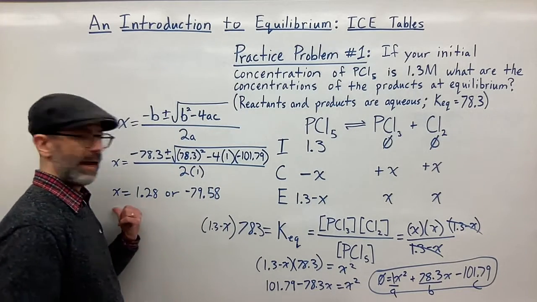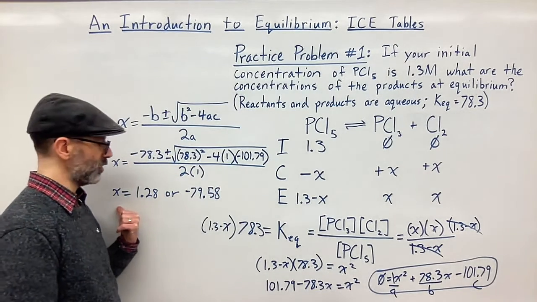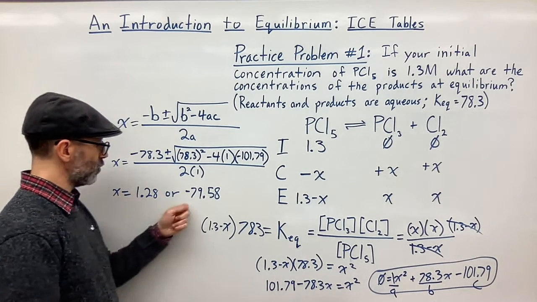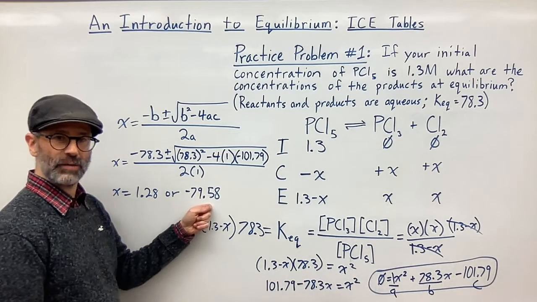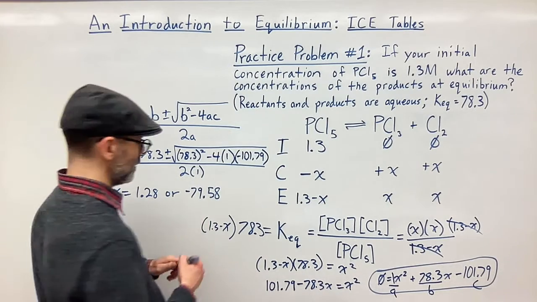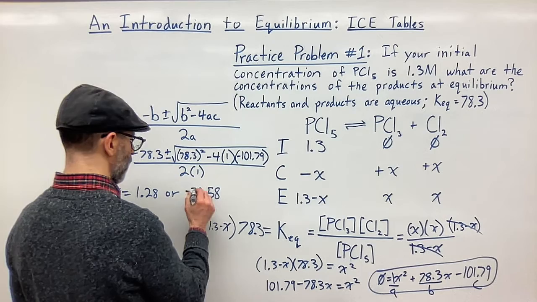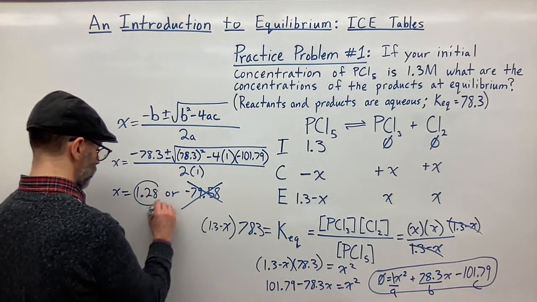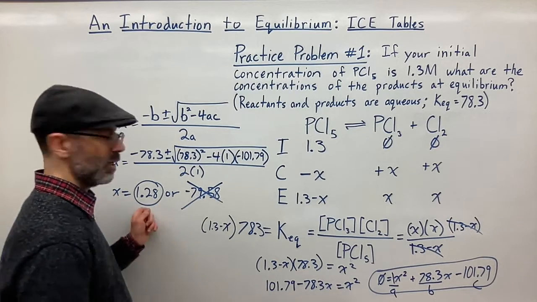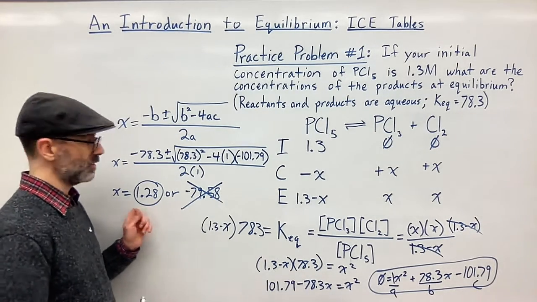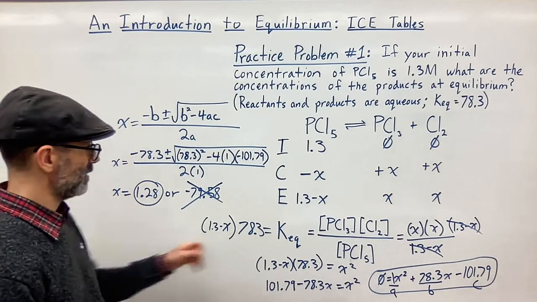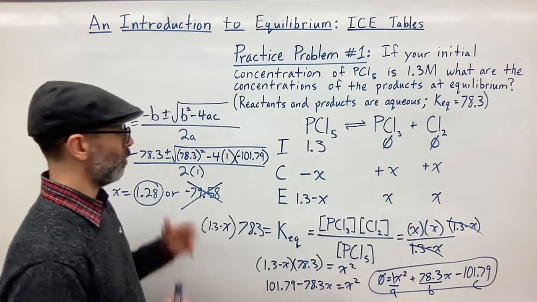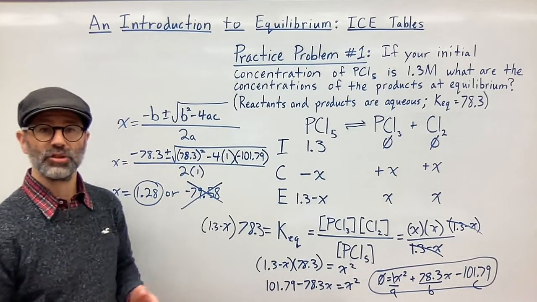Well, x is supposed to be a change in concentration, so you really can't have a negative for x. So x is not going to be this number here. This is your value for x. Now that we have x, we can plug x into our values here, and we'll get the equilibrium concentrations.